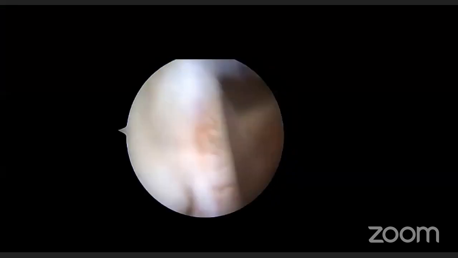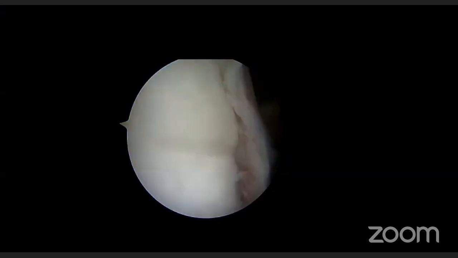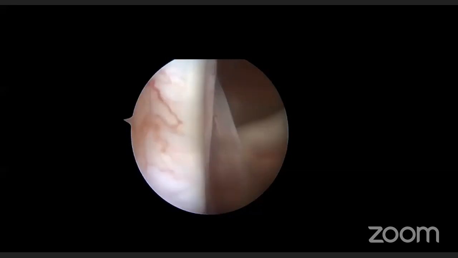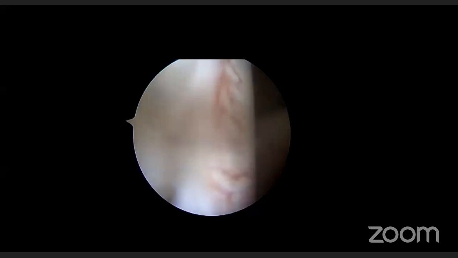See, we are in the glenohumeral joint. I am trying to push forward. So we have crossed the glenoid. Now what you see on the left side is the middle glenohumeral ligament. On the right side is the subscapularis tendon, and in front of it is the subcoracoid space and the rotator interval. Have a look at it closely again.